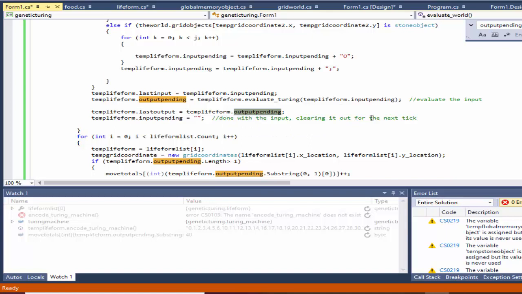Yeah, and then I put the output in their, the output, and save their output for when I actually process the output.